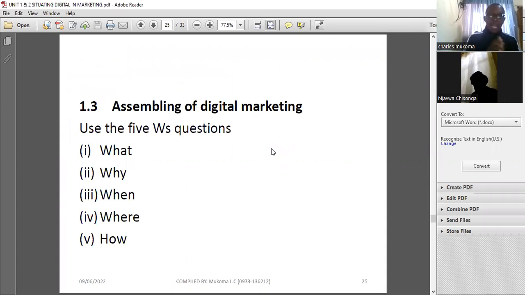So we were looking at how to assemble a digital marketing. And we said, to assemble a digital marketing, we just use the 5 W's. What are we advertising, why are we advertising, when are we advertising, where are we advertising, and how are we advertising. That is how we assemble a digital marketing.